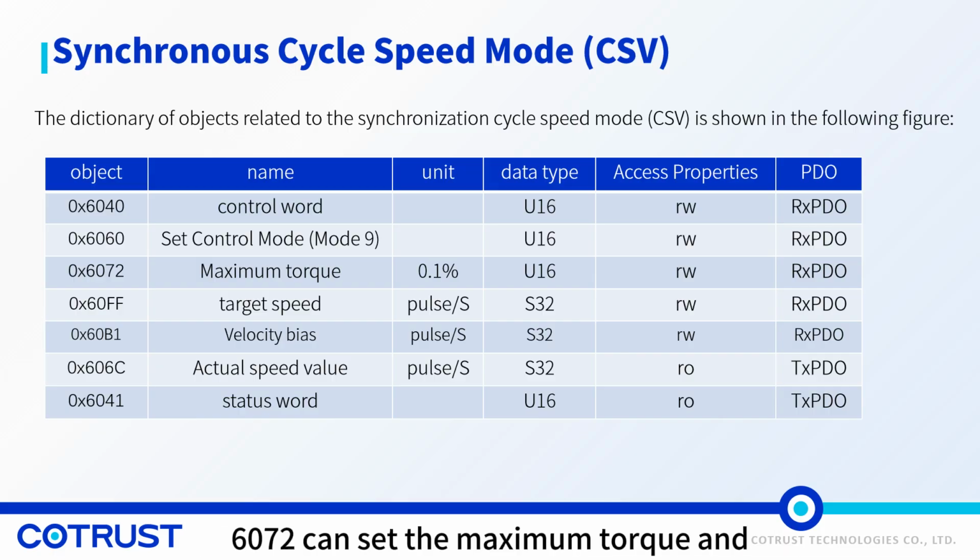6072 can set the maximum torque. After the PLC plans the speed, it will be given to the driver through 60FF in a periodic synchronous manner. Let's take a look at the actual operation in the software.